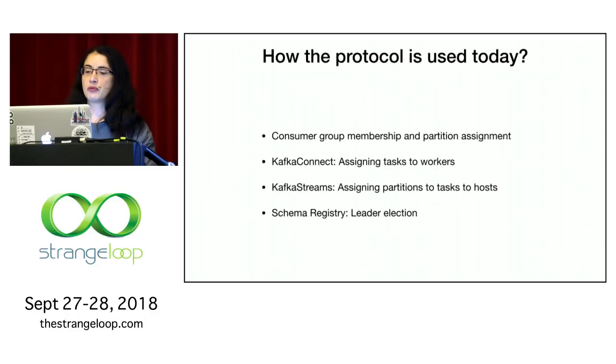So how are we using the protocol today? There is the consumer group membership, and I'll start by talking about how we do that, because that's the base use case. And then we use it in 3 other places. Kafka Connect uses the same protocol to basically take data copying tasks and assign them to different workers. Kafka Streams uses it to assign partitions to tasks to specific hosts that have specific state. And Schema Registry uses it for leader election. Those are the 4 use cases I'll talk about in detail.